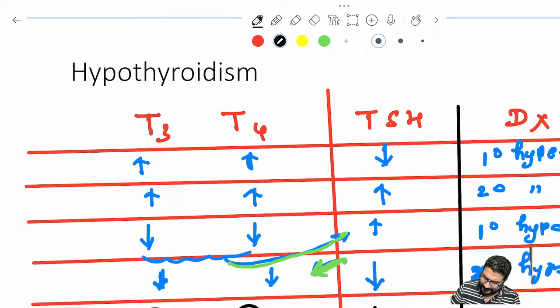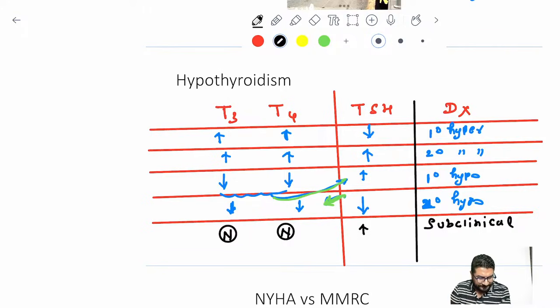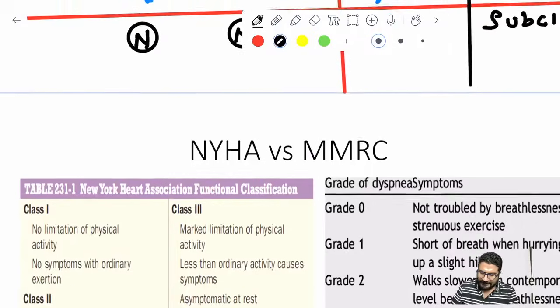T3, T4 are normal, TSH is increased. This is called subclinical. Subclinical means the patient is having disease but symptoms are not there, right? Subclinical. Okay, now moving to NYHA.